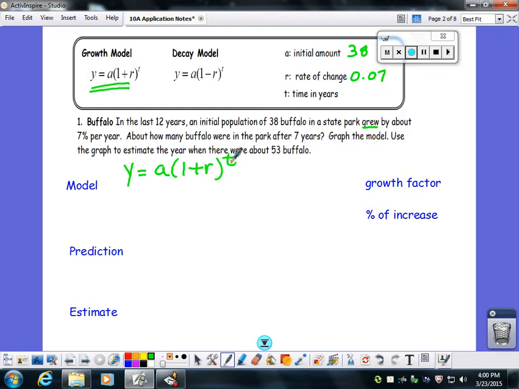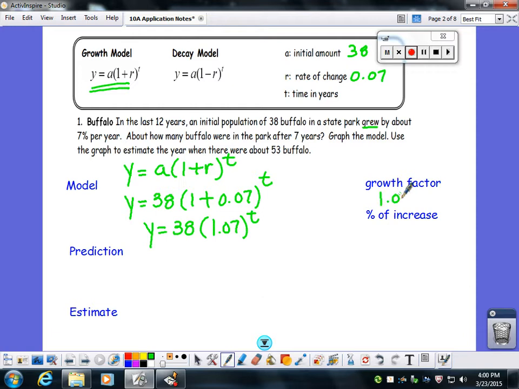All right, plug in what we know. So y is equal to 38, our initial amount, times 1 plus our percentage to the t. So our model, when we clean it up, is y equals 38 times 1.07 to the t. That's your model. Okay, now that 1.07, that's your growth factor, and the 7% would be your percent of increase.